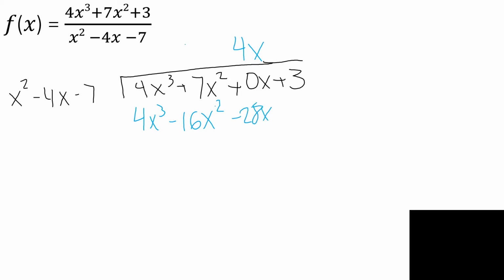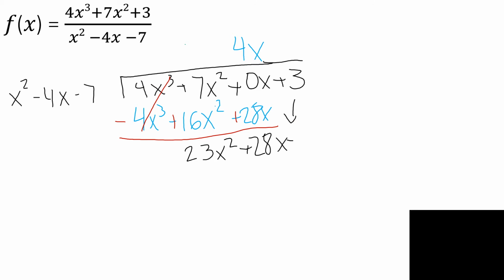28x. And then I always set up my subtraction after that. And I turned negative 16 and negative 28 into pluses because negative times a negative is a positive. Our 4x's cancel. We have 7x squared plus 16x, which will give us 23x squared. And then we'll have plus 28x, and then we bring down the 3, plus 3.